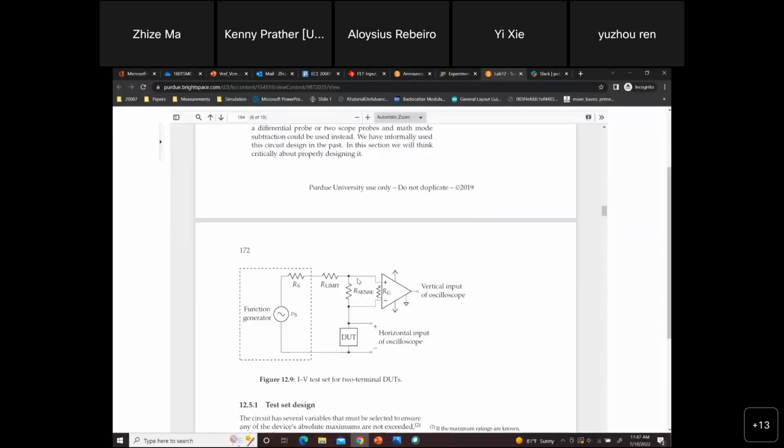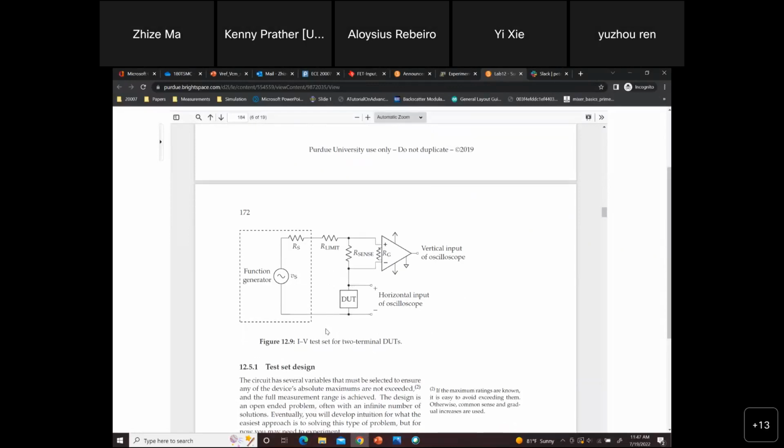There are a couple of questions asking about what circuit they're going to use for task 2. Let me share my screen in 1 second. Okay, so this is the circuit you're going to build for the task. It's already given in the manual. So that's how you can build the circuit and measure the IV curve.